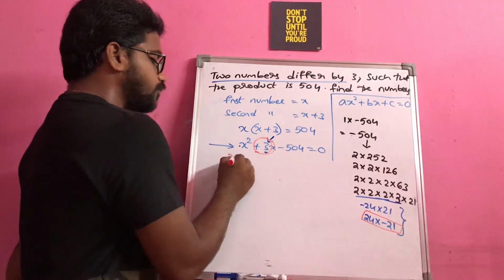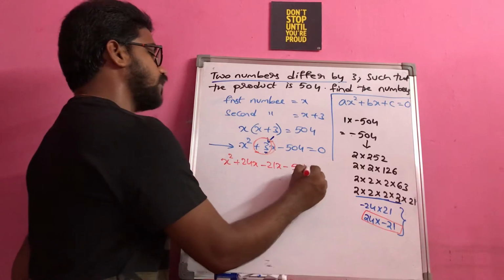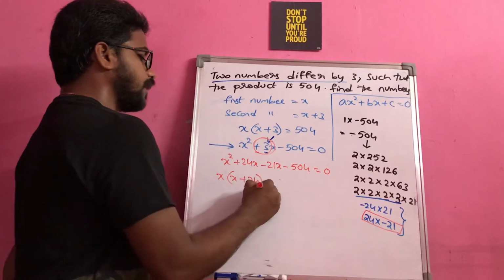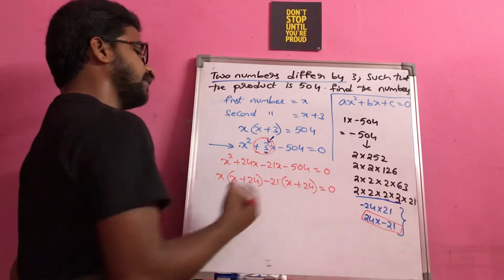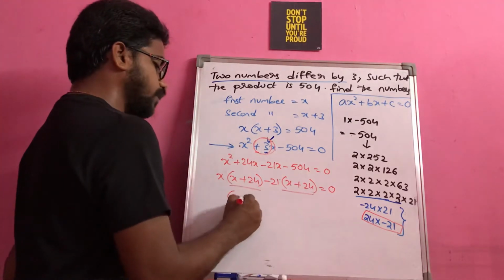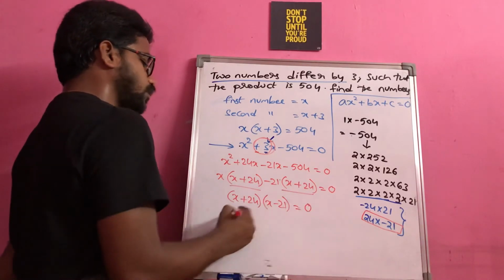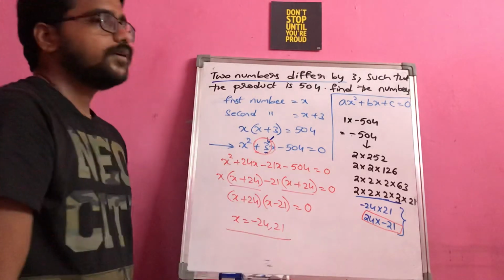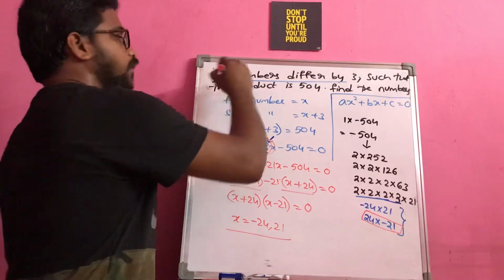So my equation will be x square plus 24x minus 21x minus 504 is equal to 0. From the first two terms x can be taken common. From the second two terms minus 21 can be taken common. So finally x plus 24 is common, and x plus 24 into x minus 21 is equal to 0. That means x is equal to minus 24 comma 21. These are the two numbers they are looking for.